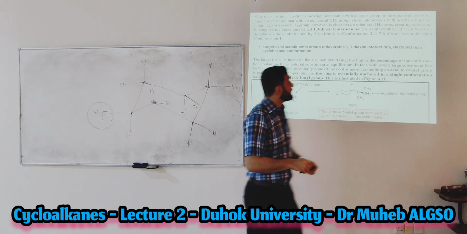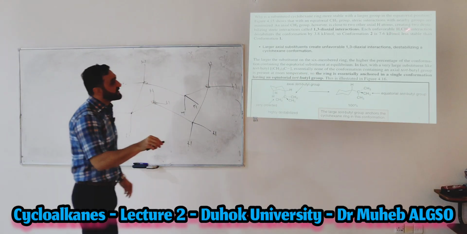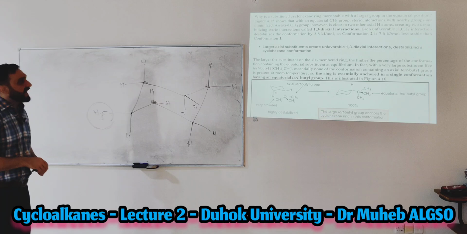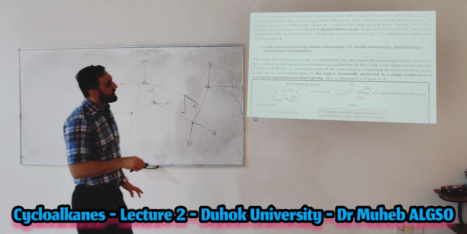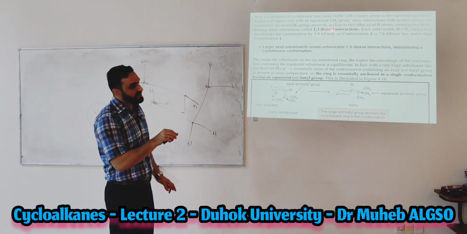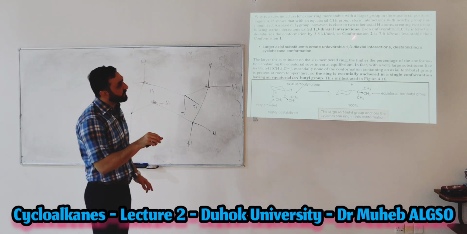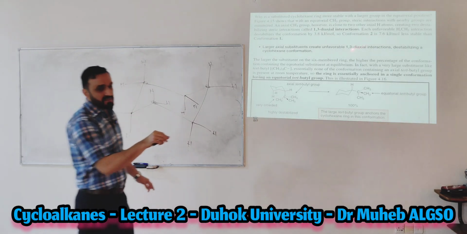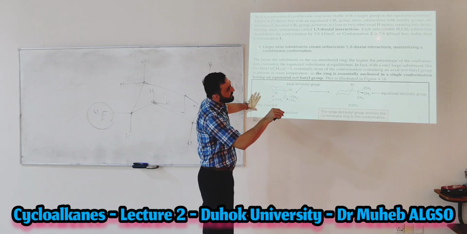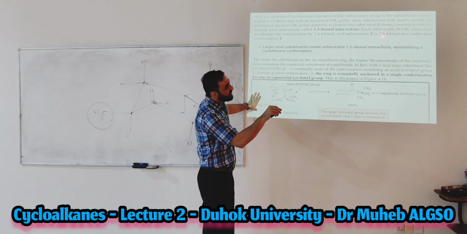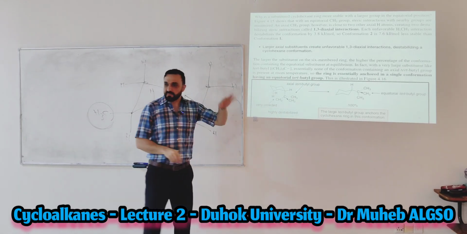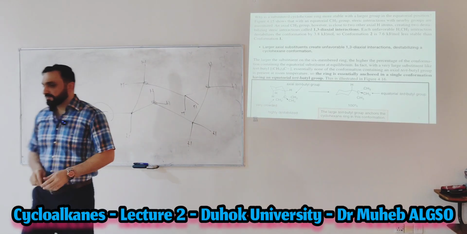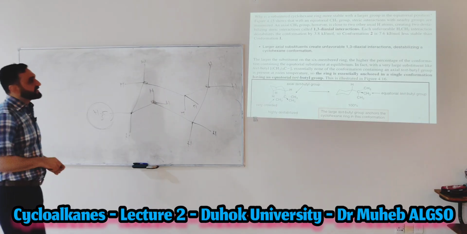The hydrogen and CH3 interact with each other and destabilize the chair conformation. For example, by hand 3.8 kilojoule per mole. So what about conformation number 2? The energy will be 7.6 kilojoule. Which one has more energy, this or this? This conformation has more energy, and it will be less stable. More energy means less stable.